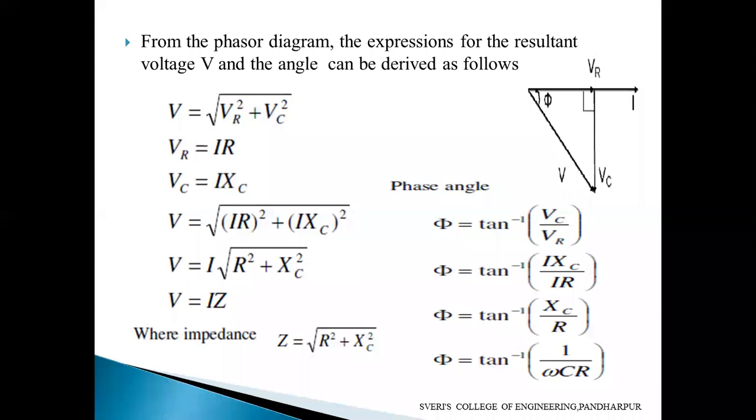From the phasor diagram, we can write all these equations. Up to इधर only equations लिखो, कुछ भी explanation नहीं लिखने का. From the phasor diagram, we can write V equal to square root of VR square plus VC square. And this all the things you write down.